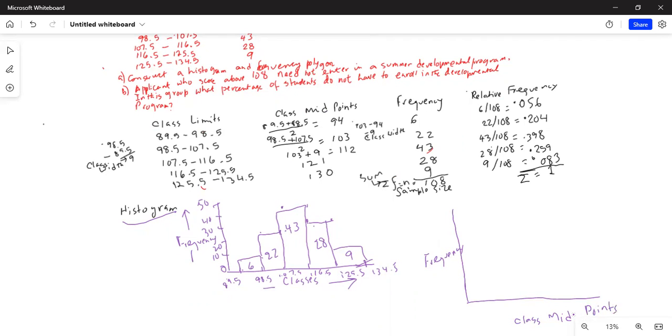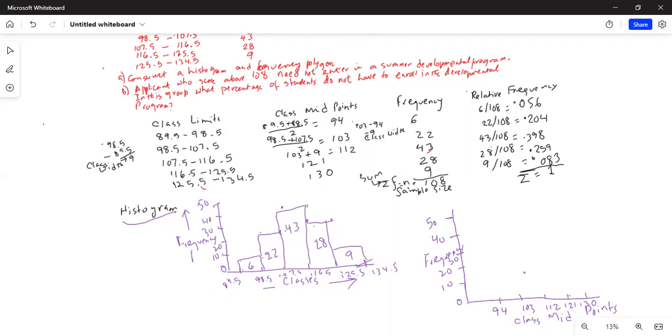Okay. So the first midpoint is 94. We'll leave some space and start with 94 over here. Next one is 103 over here. Next one is 112 over here. Next one is 121. And the last one is 130. And the frequency, we can use similar scale, 0, 10, 20, 30, 40, and then 50.